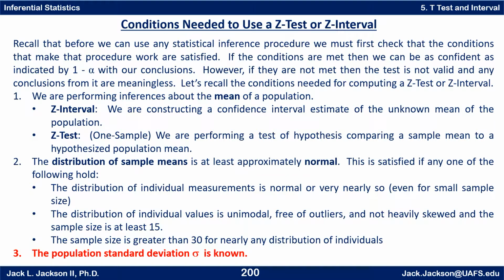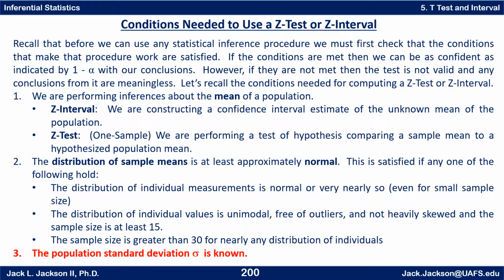So let's go on and talk about the difference in a t-test and a z-test or z-interval and t-interval. So recall that before we can use any statistical inference procedure, we must first check that the conditions that make that procedure work are satisfied. If the conditions are met, then we can be confident, as indicated by the 1 minus alpha level, with our conclusions. However, if they are not met, then the test is not valid and any conclusion drawn from it is meaningless. Let's recall the conditions needed for computing a z-test or a z-interval.